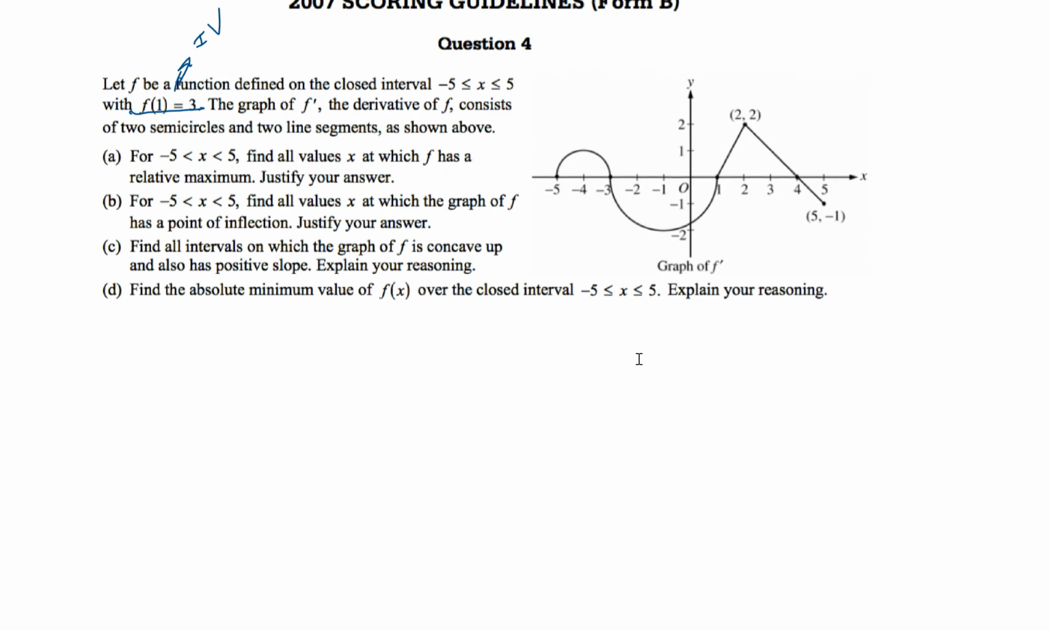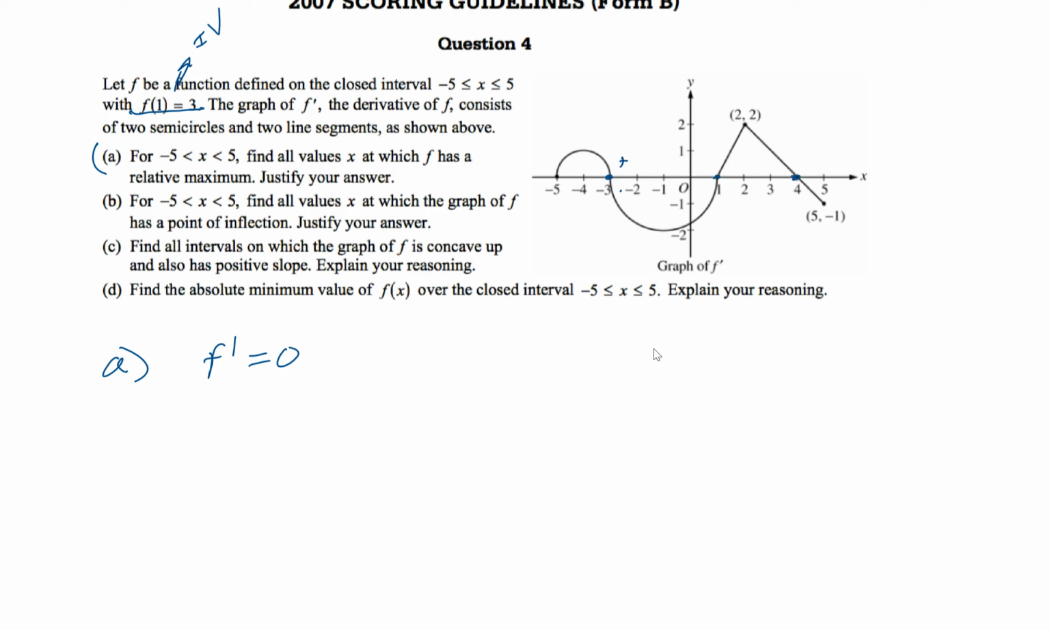So let's go down here and do this problem. Okay, so that's what that's about. Here's some statements. So first, for f on -5 to 5, find all values at which f has a relative max. Justify your answer. Oh, it's starting off with relative max already. So remember, relative max, not that bad. The way you find a relative max, that's where f prime equals 0. So I have my graph here. Where does it equal 0 here? It equals 0 there, there, and there.